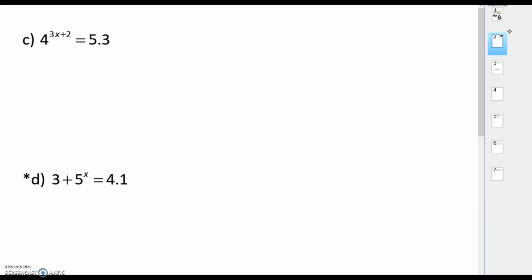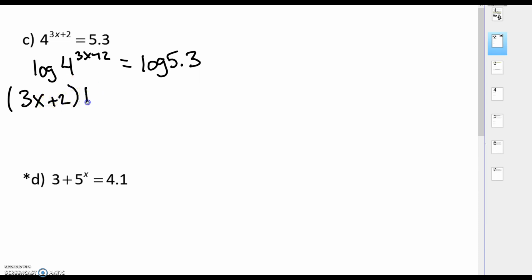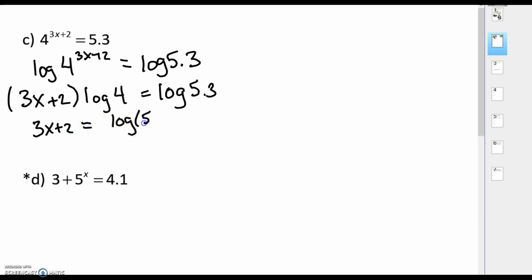So we can keep doing this even when things get a little bit more complicated. So here I can still take the log of both sides. So log of 4 to the 3x plus 2 equals log of 5.3. Well, that becomes 3x plus 2 times the log of 4 is equal to the log of 5.3. Well, I am going to divide both sides by the log of 4. So I have 3x plus 2 is equal to the log of 5.3 divided by the log of 4.